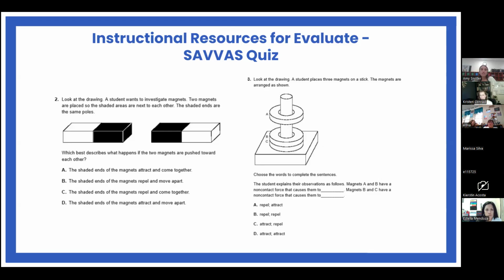The Savvas quizzes, you can assign those directly to your students in the Savvas platform, or you can also print them as well. Both versions, the digital and the printable, are editable, so you can take out the questions that you don't want. Students can also listen to them if they have those accommodations in their IEPs or learning plans.